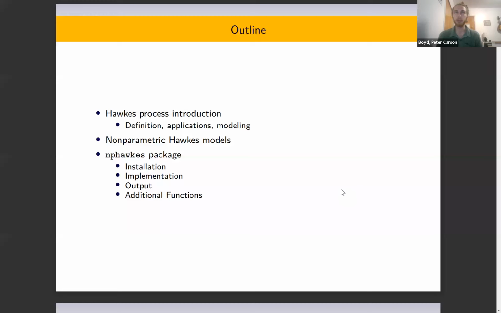So as a quick outline, I'll first get into what exactly a Hawkes process is by providing a definition and some applications. And then I'll focus in on nonparametric methods. And finally, I'll then walk you through what the nphawkes package has to offer.